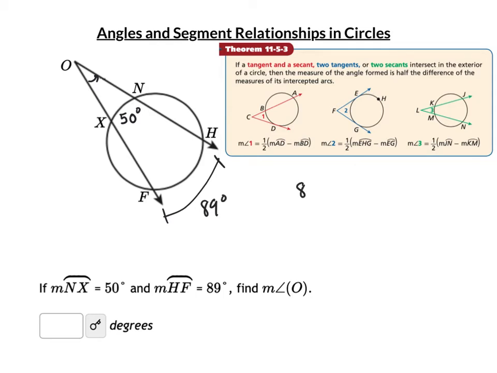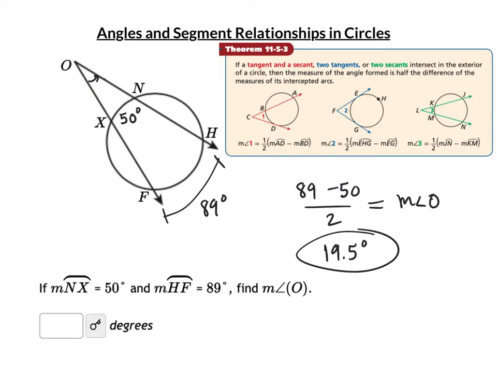To get the angle O, we take the big arc minus the small arc and divide by 2, and that would be the measure of angle O. That ends up being 19.5 degrees.